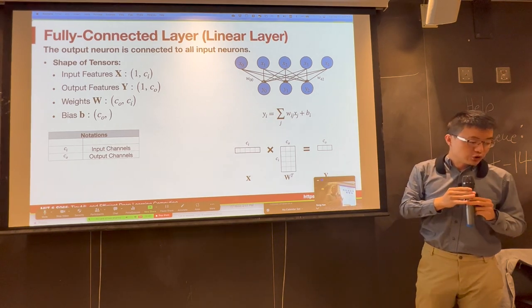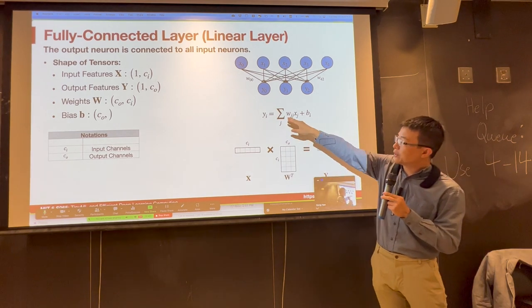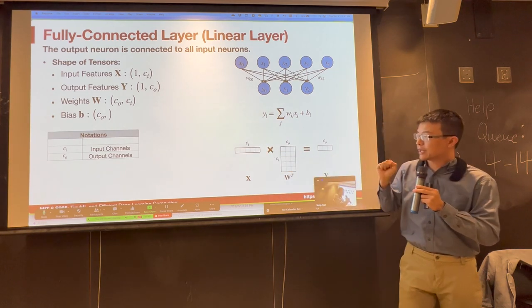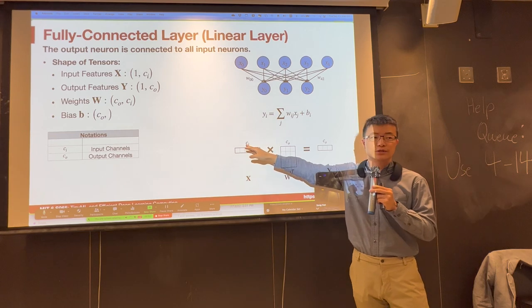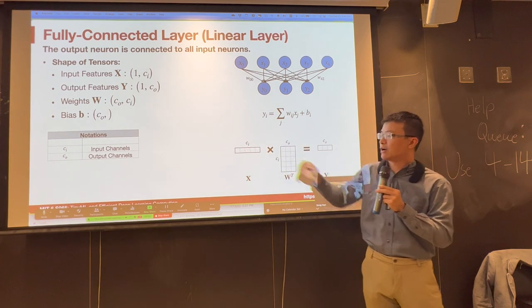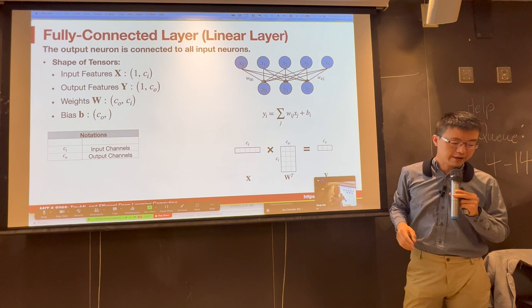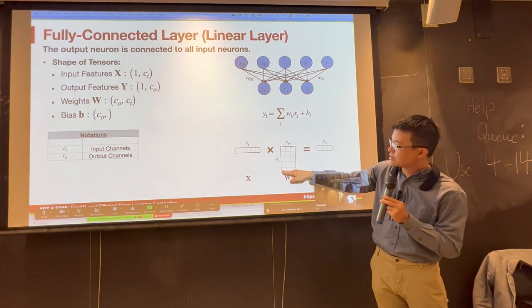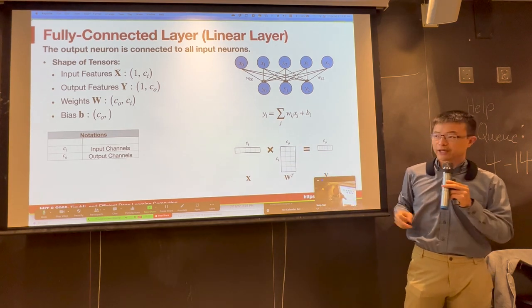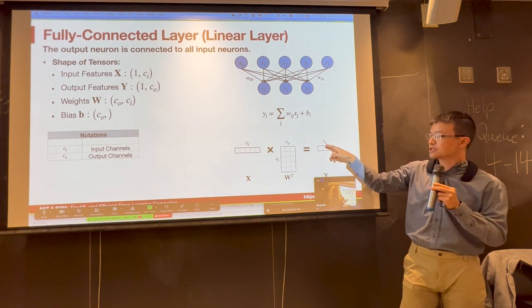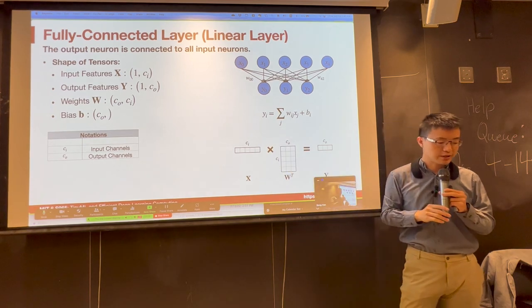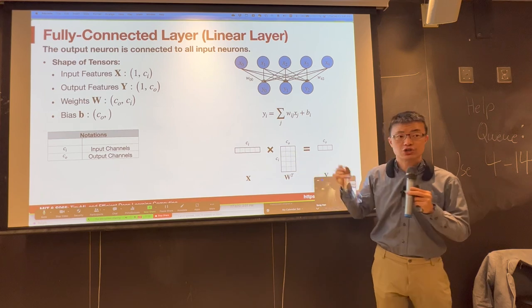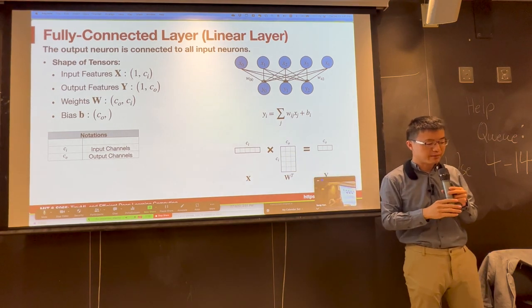Let's look at a simple linear layer with a one-dimensional input. The number of channels we denote as ci. Here we have five input channels. Then we pass it through a weight matrix. We have an input dimension of 5 and an output dimension of 3, so we have co of 3. O means output, I means input. So this basically turns a 5-dimension input into a 3-dimension output.